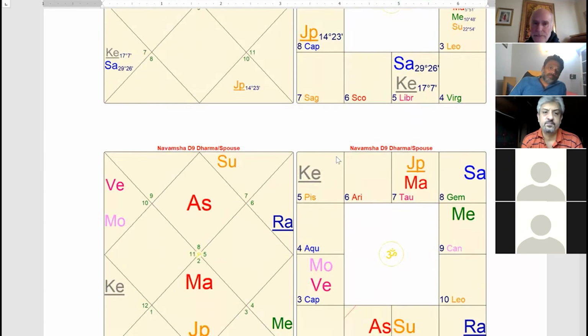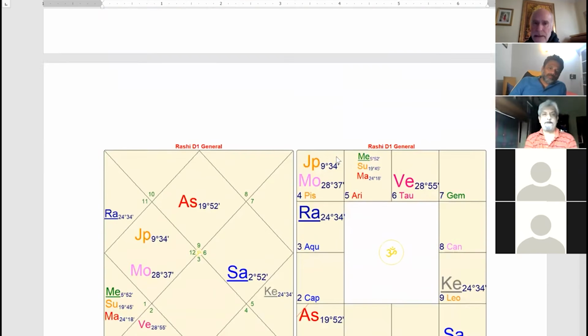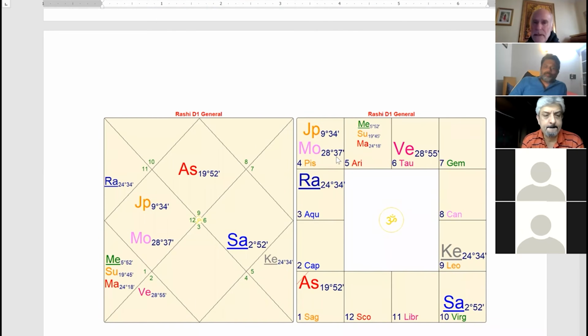All right, going on here, folks. Who's the planet, just one, in Pushkar Navamsha here? Jupiter.